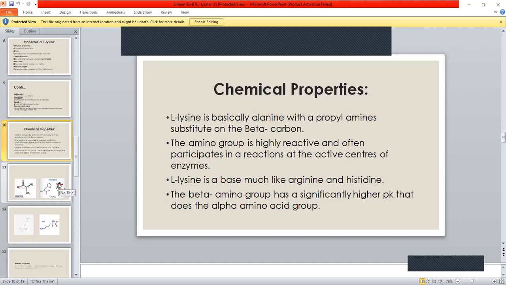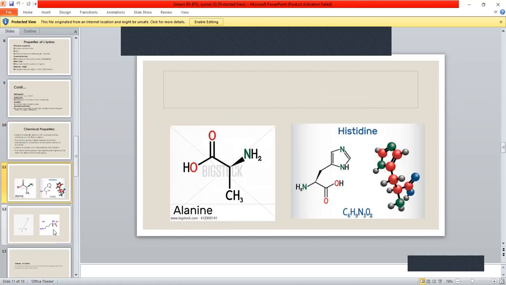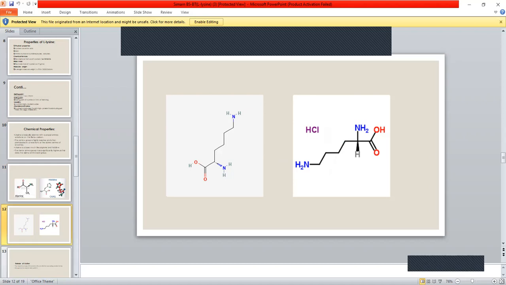L-lysine is a base like arginine and histidine. These are among the basic amino acids, present in our DNA-binding proteins. L-lysine is a base like these. The epsilon amino group has a significantly higher pK than the alpha amino group. Now here is the structure of alanine and histidine, and this is the structure of L-lysine.